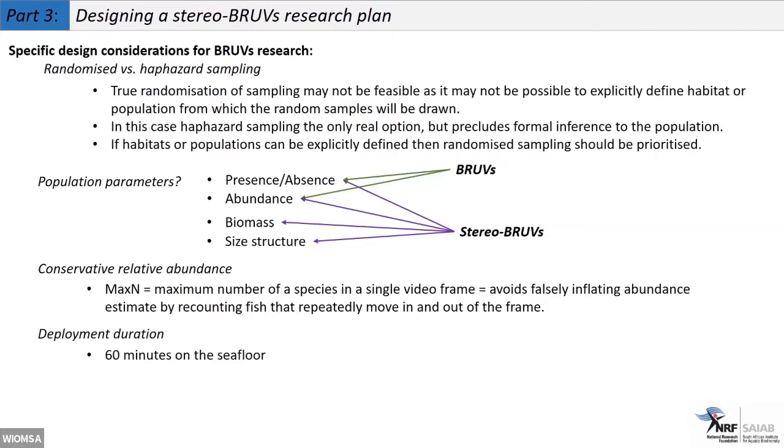The deployment duration of BRUVs is also something to consider, and the standard deployment is 60 minutes for reef ecosystems. This is based on previous research and ensures that the maximum number of species will be detected at their maximum abundances. And then because BRUVs use bait to attract fish into the field of view, it is recommended that adjacent samples be separated by at least 400 meters to limit the chance of detecting the same individuals. This helps ensure sample independence.